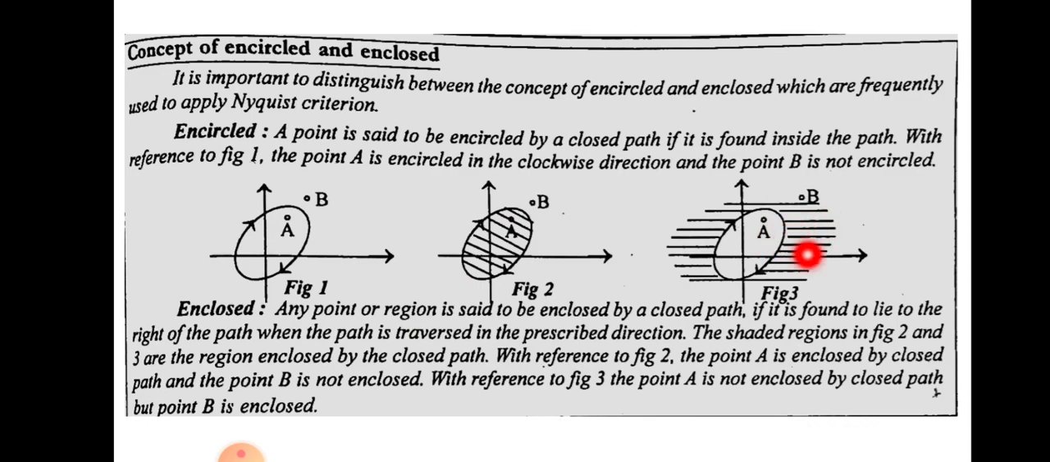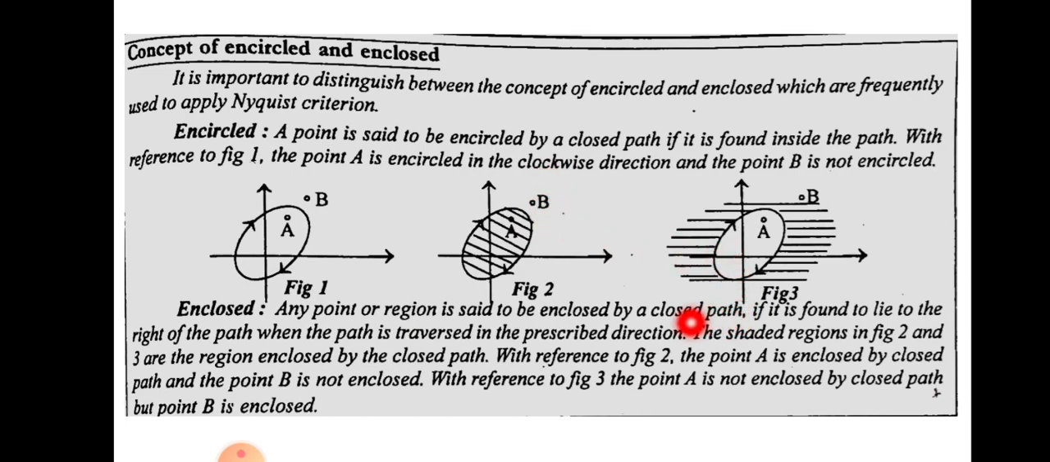Similarly, here the shaded region is outside, and this shaded region indicates the regions which are enclosed by this closed path. So with reference to figure 2, the point A is enclosed by a closed path and point B is not enclosed. In the figure, point A is enclosed by this closed path because it comes in the shaded region, and here point B is not enclosed because it doesn't come in the shaded region.